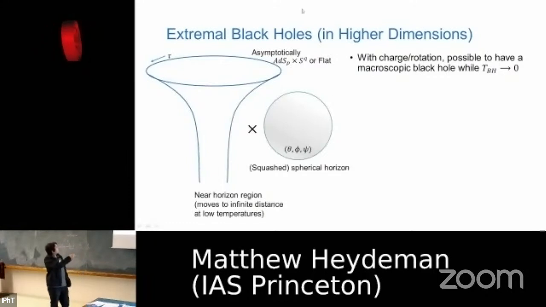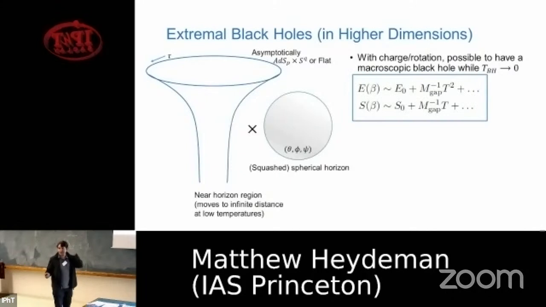And the reason why I'm considering an extremal black hole that has this AdS2 throat in the end is that the idea, roughly speaking, is that when we turn on charges and rotations, we can have a macroscopic black hole where the temperature goes to 0, but the black hole remains macroscopic. And there's something a little funny about this extremal limit, which was covered in Dieter's talk already, that this AdS2 limit seems to sit at infinite distance and so on.